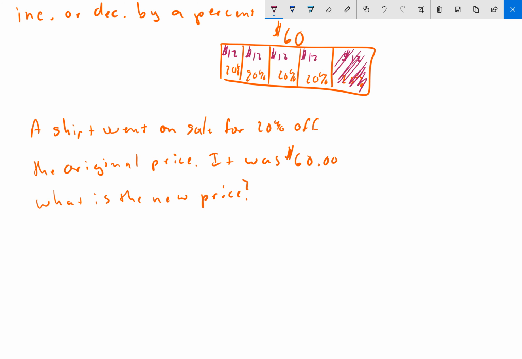And before I had 5 blocks, each worth 12. 5 times 12 is 60. Now I only have 4, which means my shirt should go down to $48.